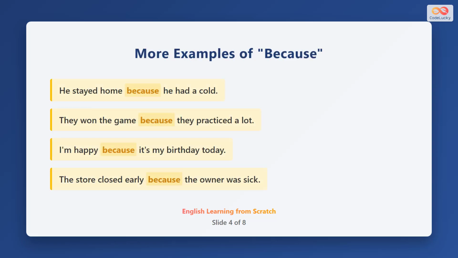More examples help you understand better. He stayed home because he had a cold. They won the game because they practiced a lot. I am happy because it is my birthday today. The store closed early because the owner was sick. Practice noticing the reason sentences attached by because.